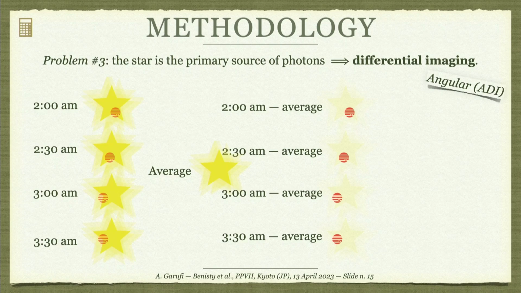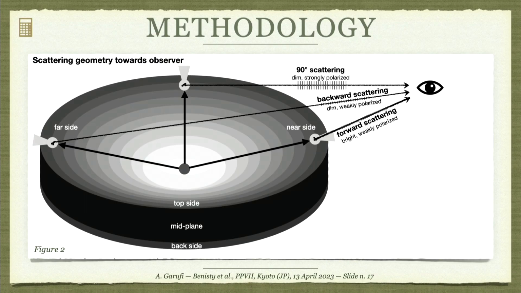Then it's just an easy game. We just have to derotate all the single frames that we have, stack them together, and in principle, we are left with the image of the planet. But going back to the scattered light from the disk, this is a sketch to show you what we are actually observing when we do it.